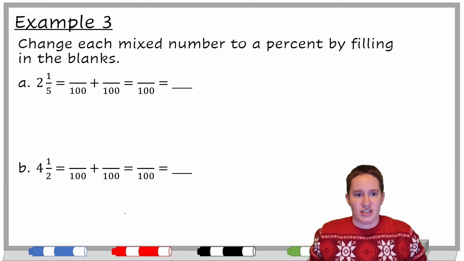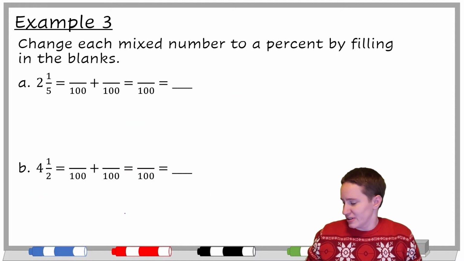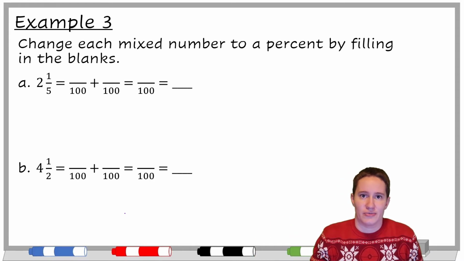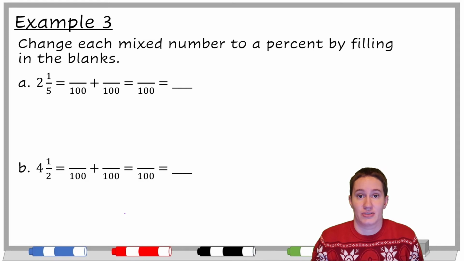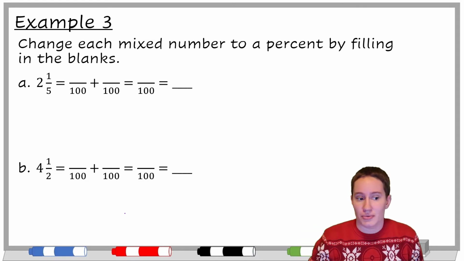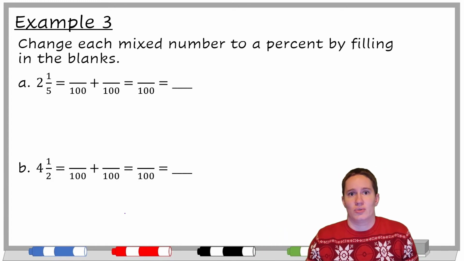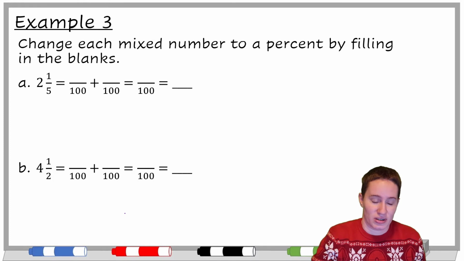Example 3, change each mixed number to a percent by filling in the blanks. So we want to extend this idea of percents to include things that are bigger than 100%, right? And that happens from numbers like 2 or 3 or 4 or whatever. But what if we don't just have 2? What if we have 2 and we have a fraction with it?